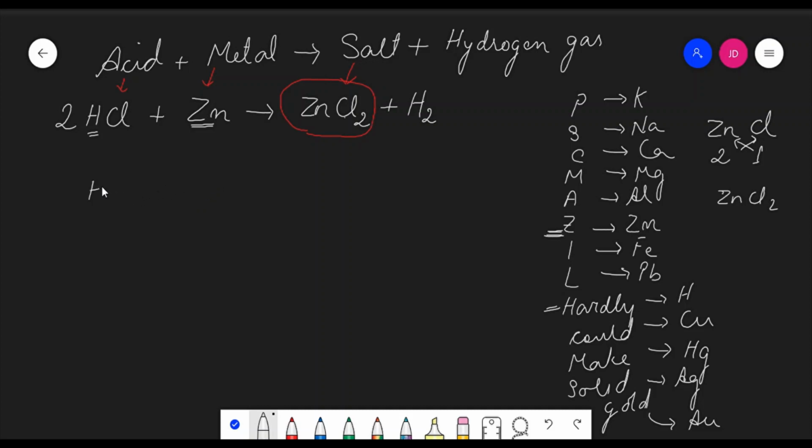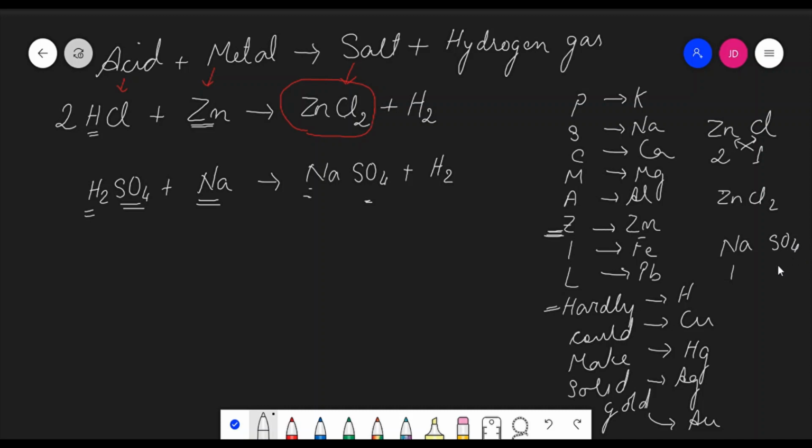Let us try to take H2SO4 plus maybe take sodium. Then what will happen here? SO4 will be taken by the sodium, so NaSO4, and who is alone here? H will be kicked out, so we are going to get H2. Whenever H is alone, we should have H2. For this, we put the valencies. Na valency 1, SO4 valency 2. So if you cross it, what do you get? Na2SO4. Now you can balance it, 2 sodium, 1 SO4, 2 hydrogen. So balanced. I hope you understood it.